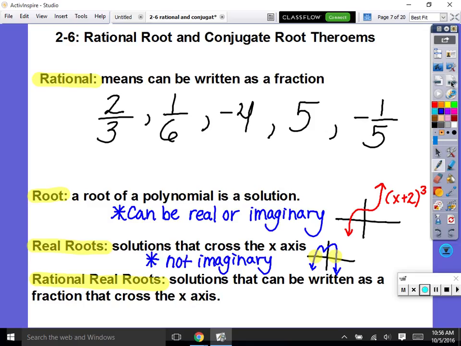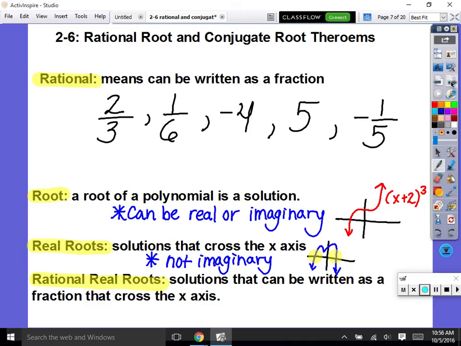Now understand, you can actually always use the rational root theorem. It's just the hardest way, the most tedious way. So it's always our last resort. Did you all hear that? Yes. The last resort. Okay. So first of all, we're going to be doing rational root and conjugate root theorem. We're going to focus in on the rational root theorem first.